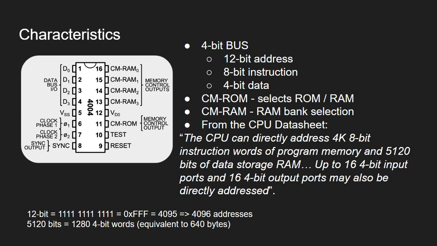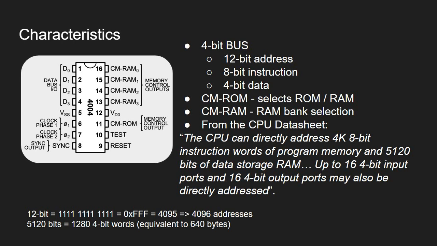Also, from the CPU datasheet, we notice that the CPU can directly address 4 kilobytes of 8-bit instruction words of program memory, and 5120 bits, so this is bits, not bytes, bits, of data storage RAM, and also up to 16 4-bit input ports and 16 4-bit output ports may also be directly addressed.